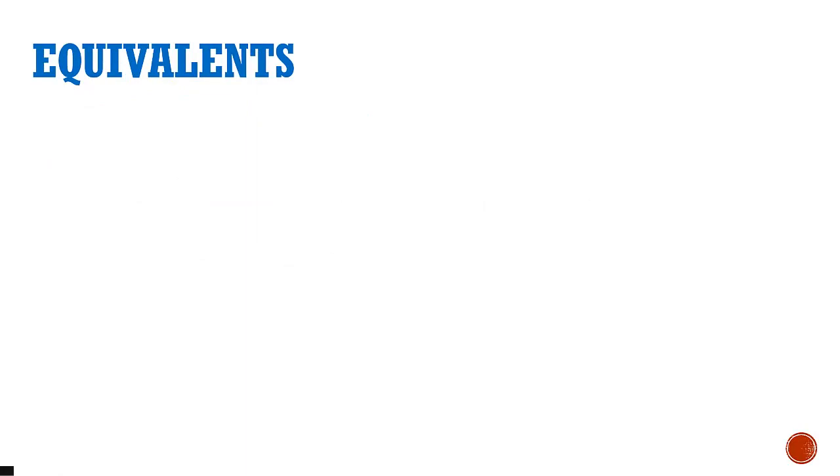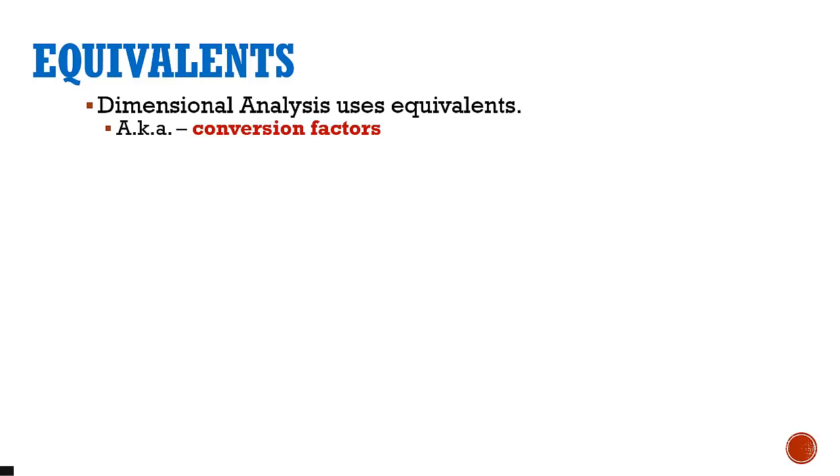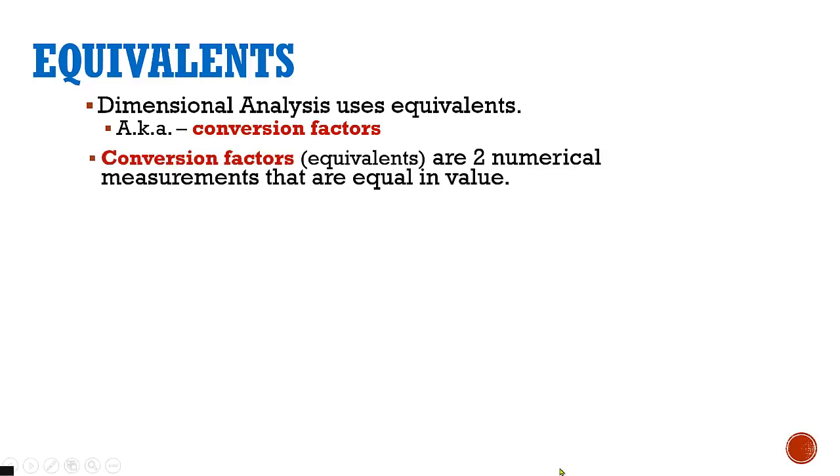We call those factors equivalents, okay? Or the other term you'll hear with this is conversion factors. They mean the same thing. I use both of them, okay? And a conversion factor is just 2 things that are numerically equal, 2 measurements that are numerically equal. 1 yard is 3 feet. 1 foot is 12 inches. 1,000 meters equals a kilometer. 1 meter is 100 centimeters. Those are all equivalencies. Okay?